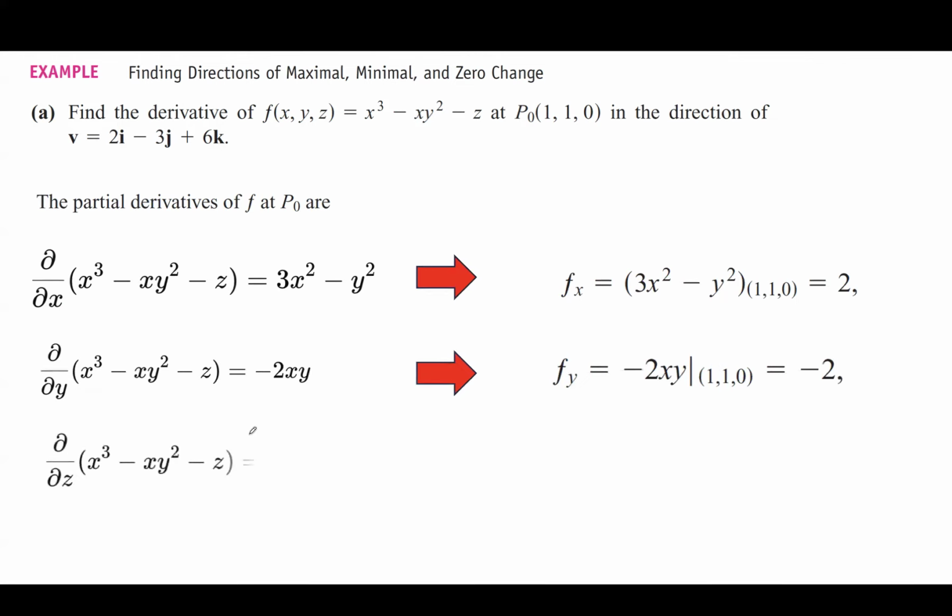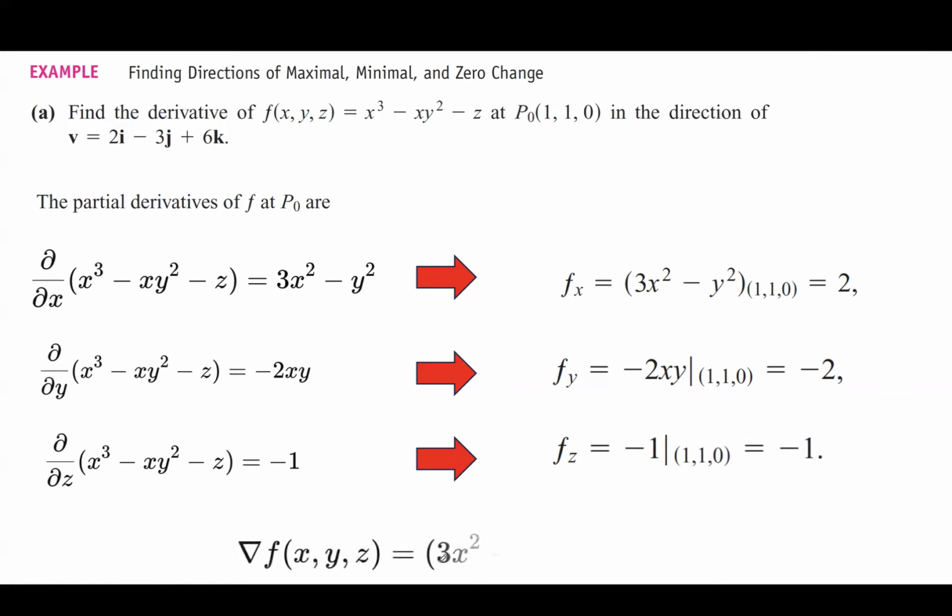Let us take the partial derivative of the function with respect to the third variable, z. Here, these two terms don't have any z in them, so it becomes 0. When you're taking the derivative of -z with respect to z, it becomes -1. Since it's constant, no matter what the point is, it always becomes -1. So our gradient is (3x squared minus y squared, -2xy, -1). Then at each point, we can easily find the gradient, for example, in this case (2, -2, -1) as a vector.